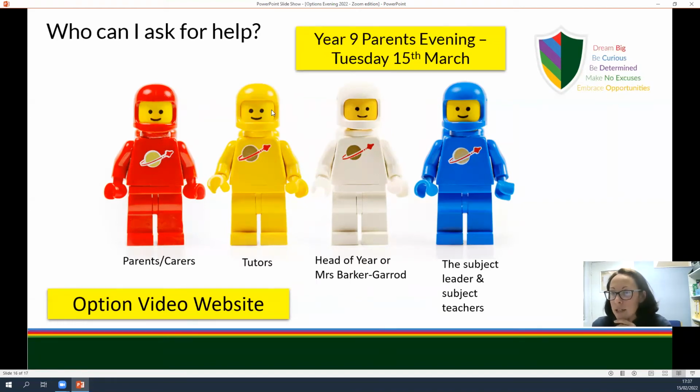If you've got any concerns where you're trying to weigh up between two different options, do speak to your tutor. Mrs. Lewis will always be on hand to have those conversations with you. And particularly Mrs. Lewis is in a really good position as she also works within the SEN team.